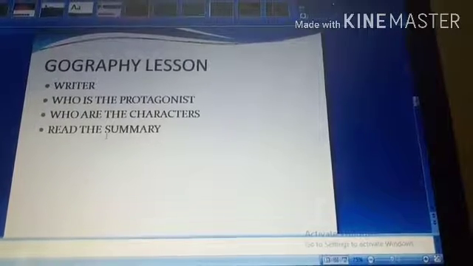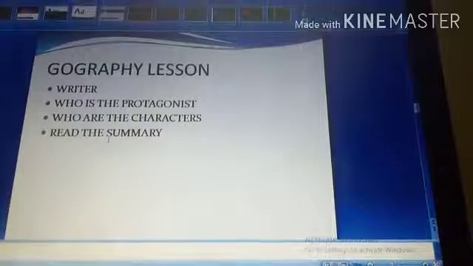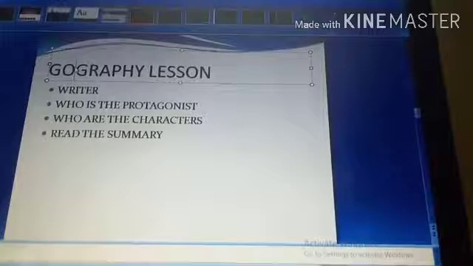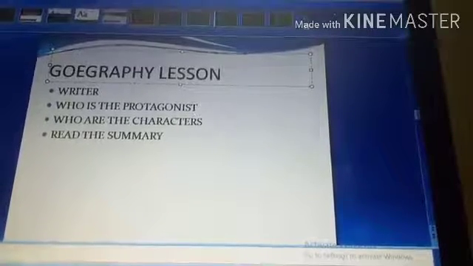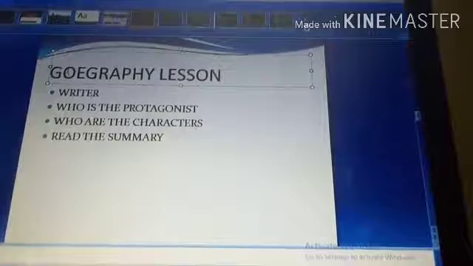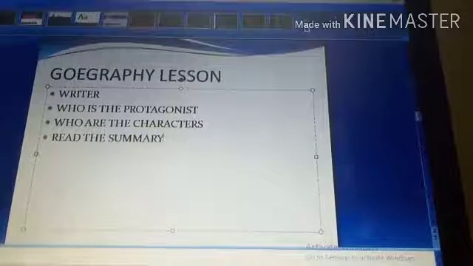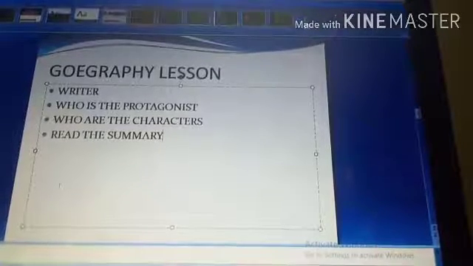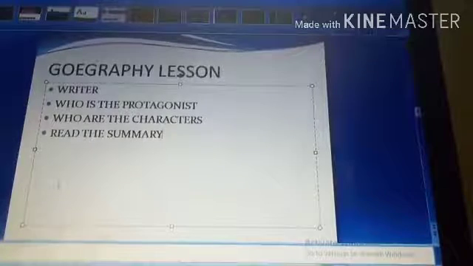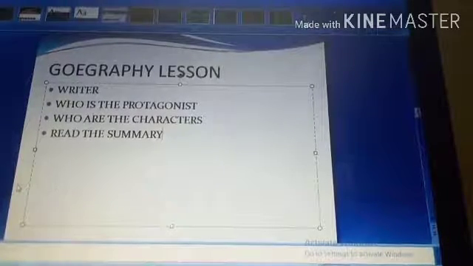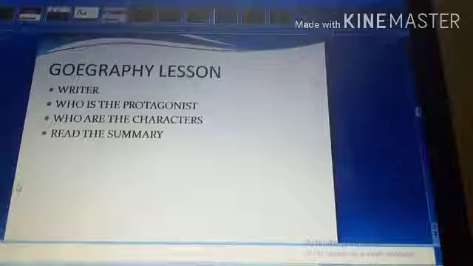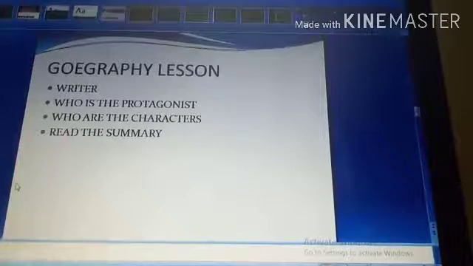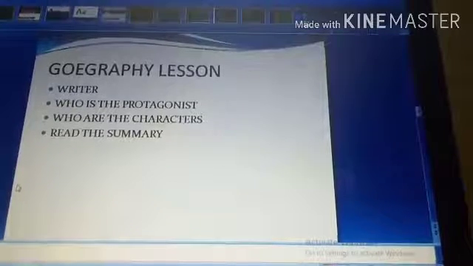Now the Geography Lesson. What is this Geography Lesson? As we all know, the Geography Lesson is a beautiful poem. It talks about how, when a flight is flying up, it looks from a particular height. So here the writer is trying to tell us a lot of things when it flies high, how the drainage system and the construction are done. So this is all about the Geography Lesson.